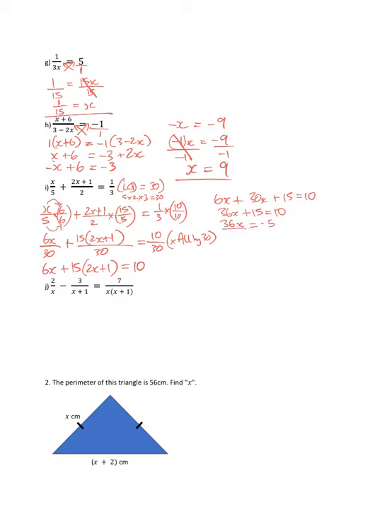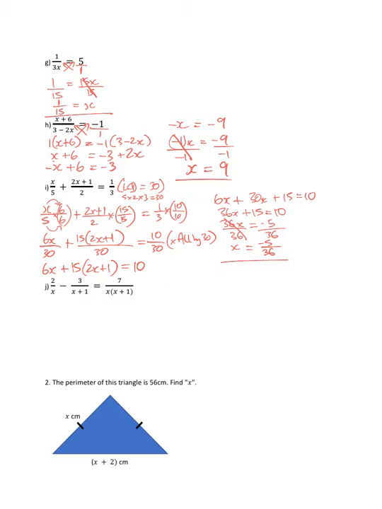36x's, so what's the opposite of 36 times by x? It's dividing by 36. Divide both sides by 36. 36 divided by 36 comes to 1, so it leaves x by itself. x is going to be negative 5 on 36. That doesn't cancel down. So that's the solution there.